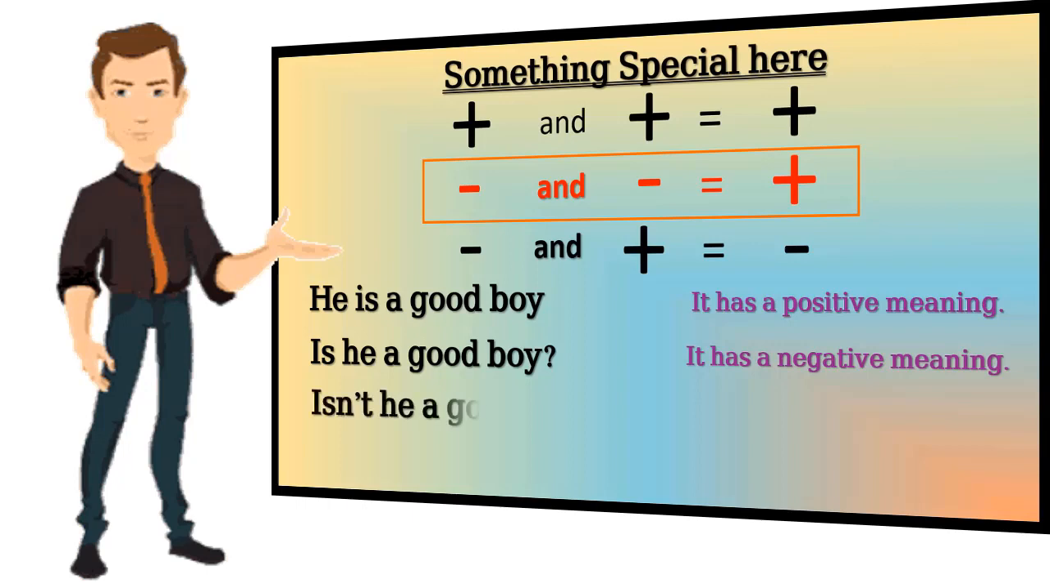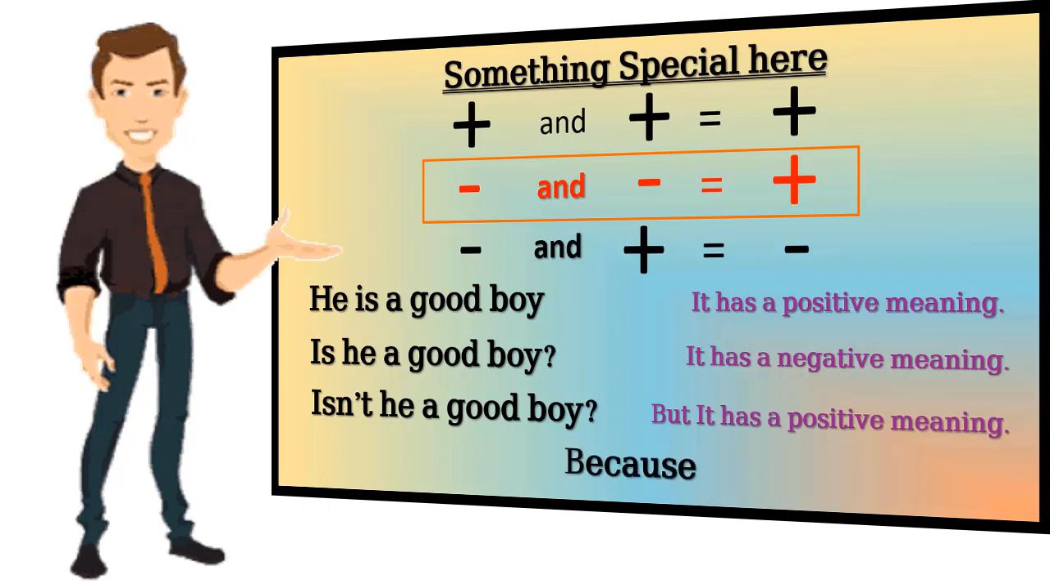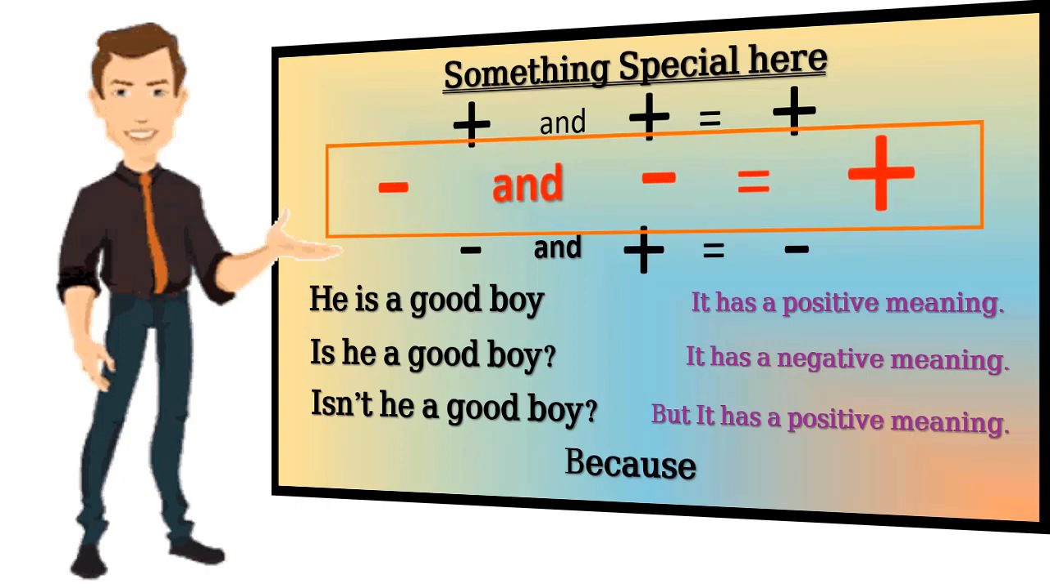Look at this sentence, isn't he a good boy? But it has a positive meaning, because minus and minus equals plus. So I think you understand the relation between the math and this topic. Look, is means asking questions, negative, and not means also negative. So is and not mixed together make it positive. That means, isn't he a good boy? It has a positive meaning.